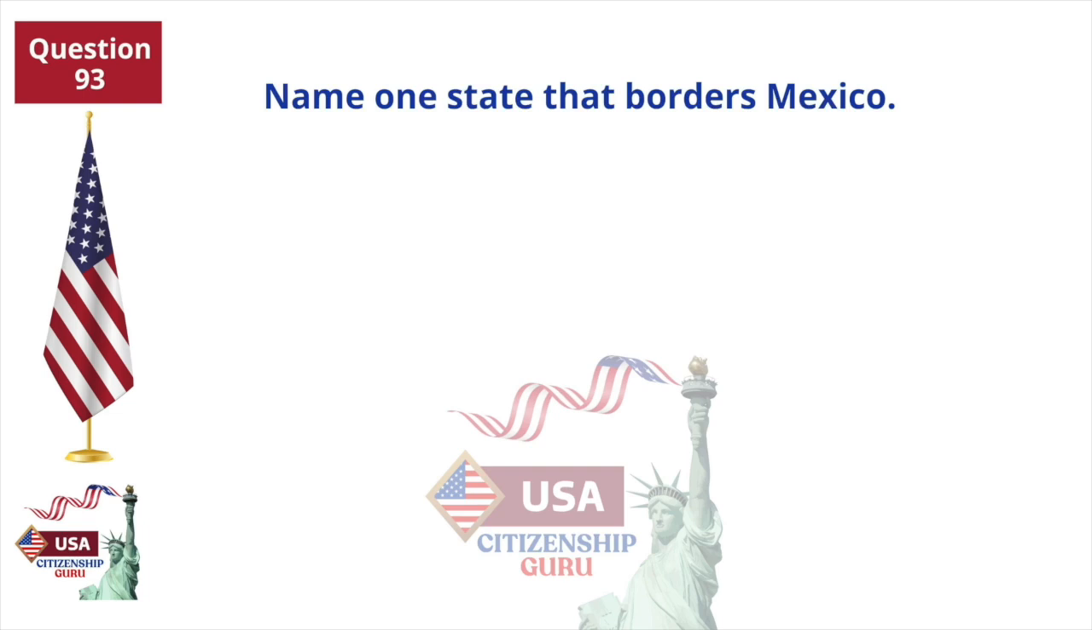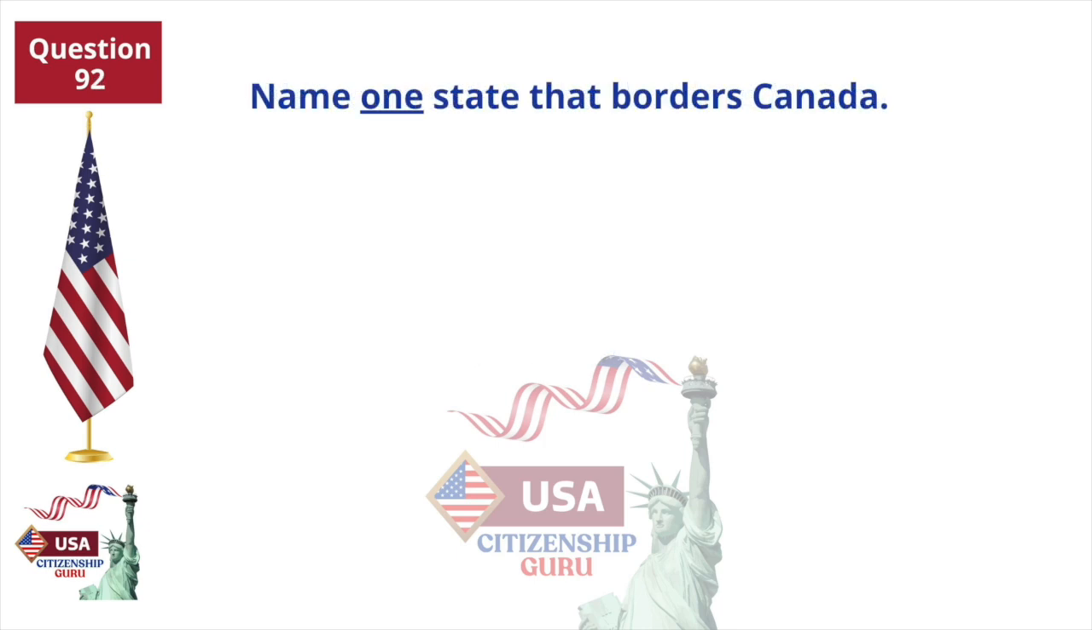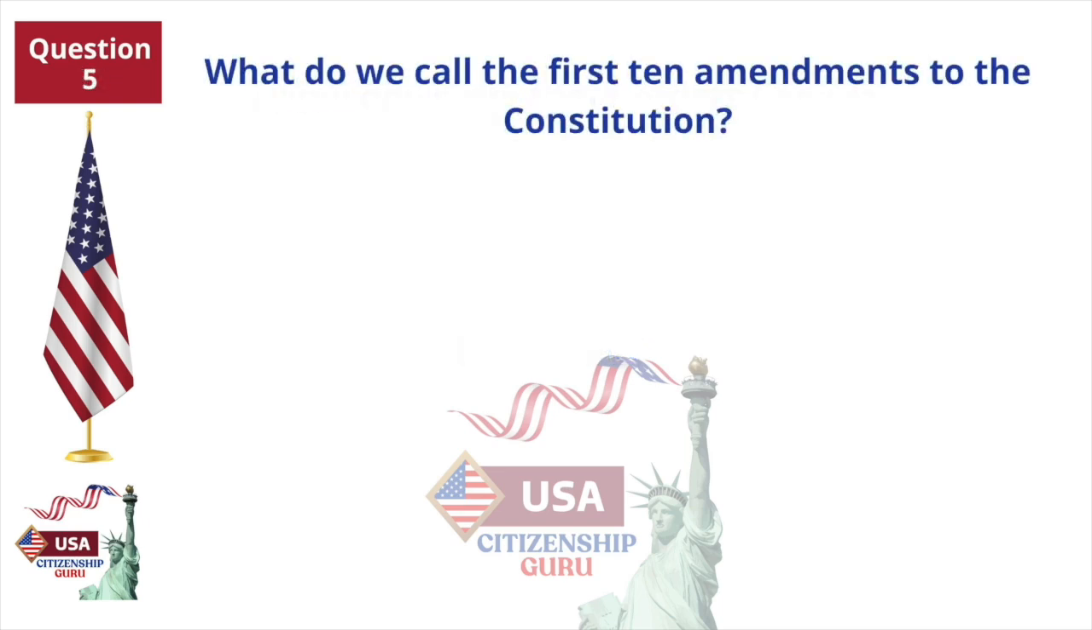Name one state that borders Mexico. Arizona. Name one state that borders Canada. New York. What do we call the first 10 amendments to the Constitution? The Bill of Rights.